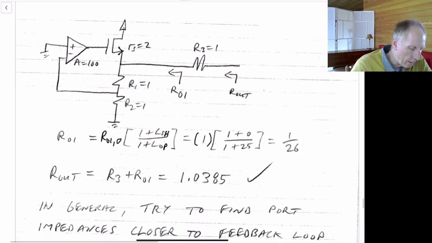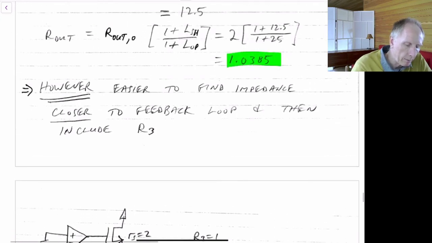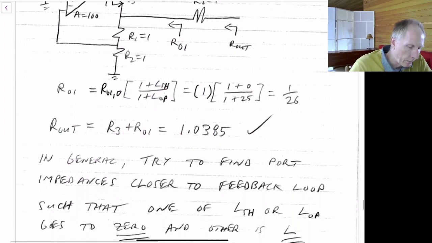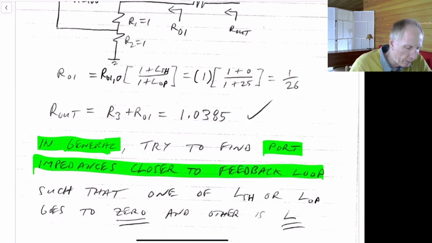And then we find that R out is equal to R3 plus R01, which becomes 1.0385, which is the same as we had before. And we only had to find one of the loop gains in this case. The other one was 0, so we only had to find L sub OP, and L sub SH was 0. So in general, we try to find port impedances that are close to the feedback loop, such that one of L sub SH, either the loop gain when it's shorted or the loop gain when it's open, goes to 0, and the other one is just a regular loop gain.